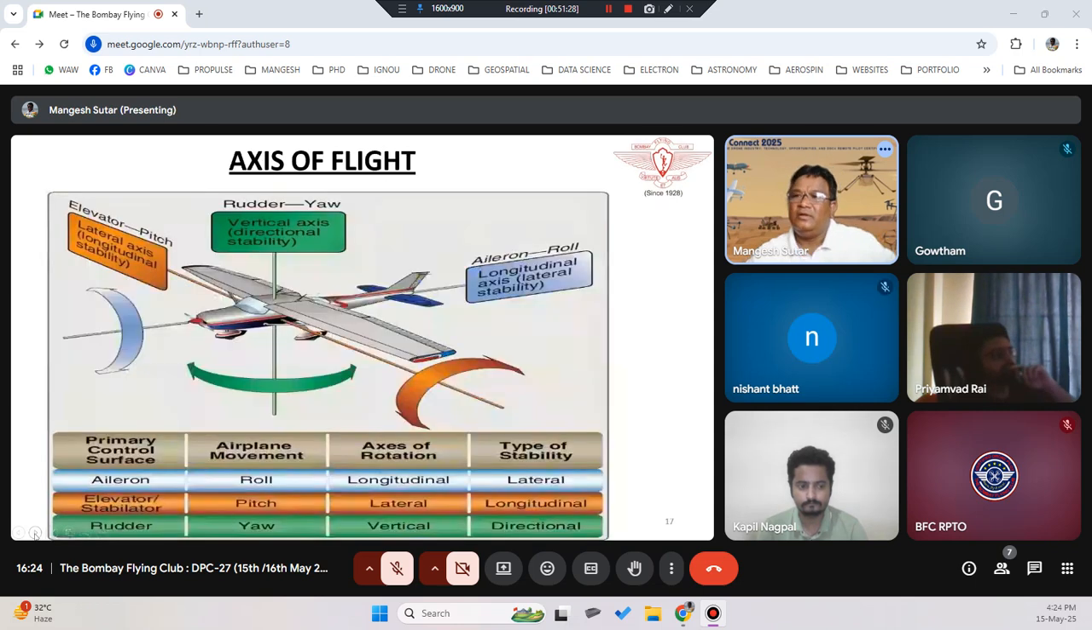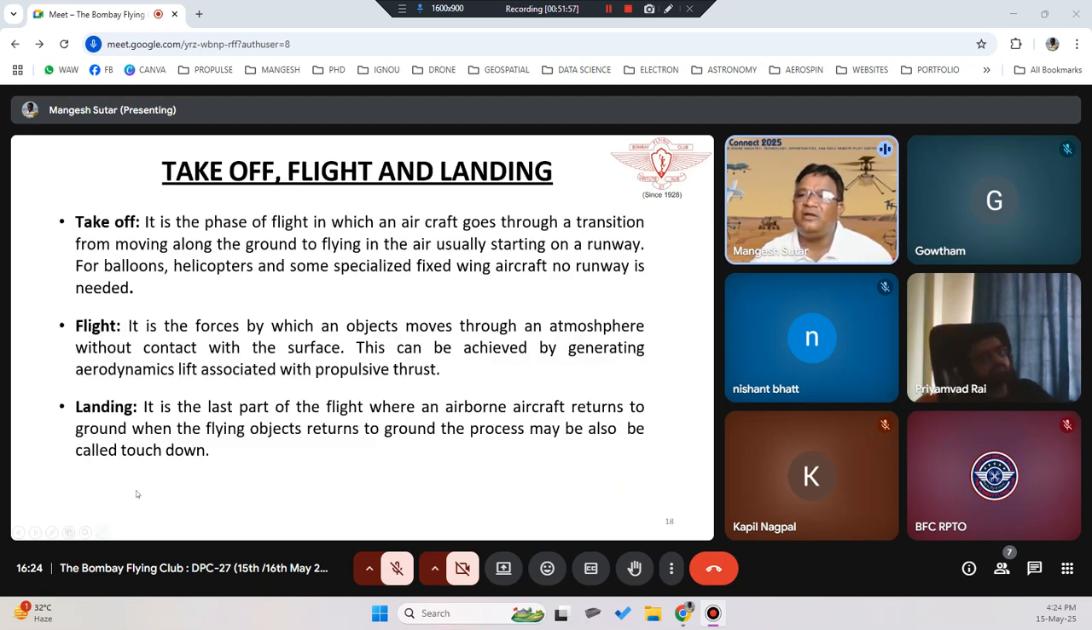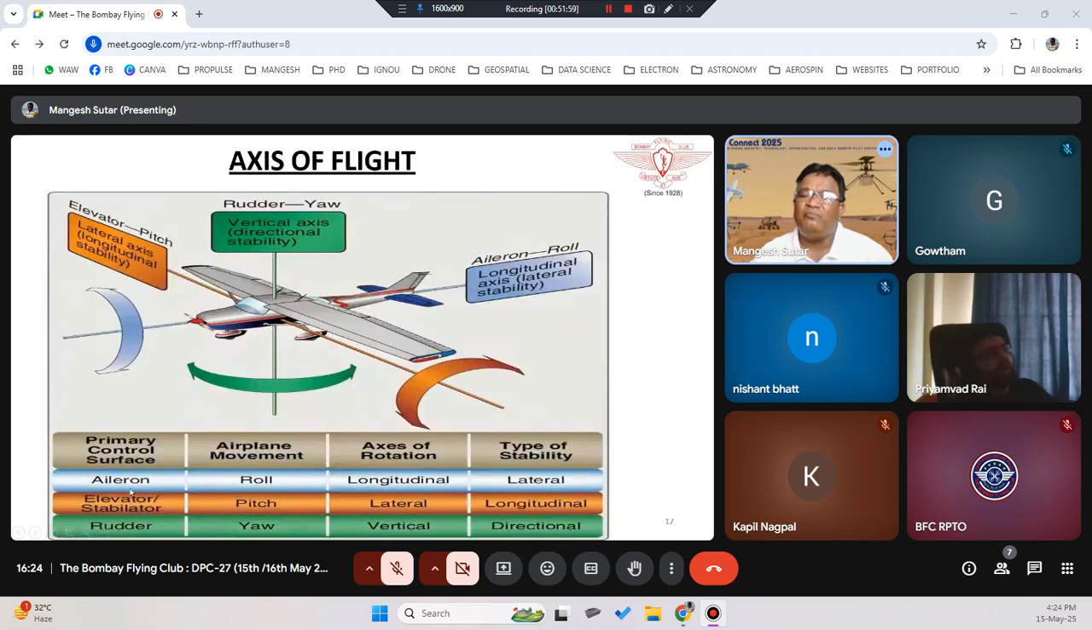Yes. So now, further explanation: as I said, aileron is roll, the longitudinal axis of rotation, and the type of stability is lateral. Now if you see here, the elevator is with respect to the pitch, your roll is with respect to the wings, and your yaw motion is with respect to the vertical, with the help of the rudder. Okay, so remember rudder.